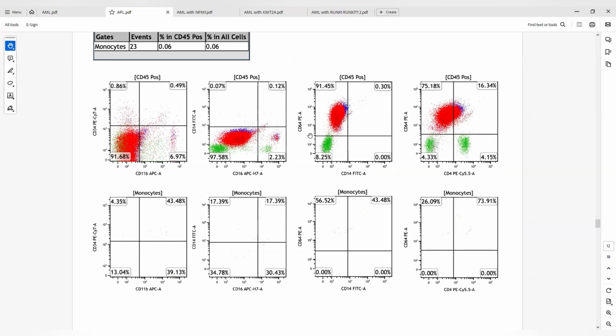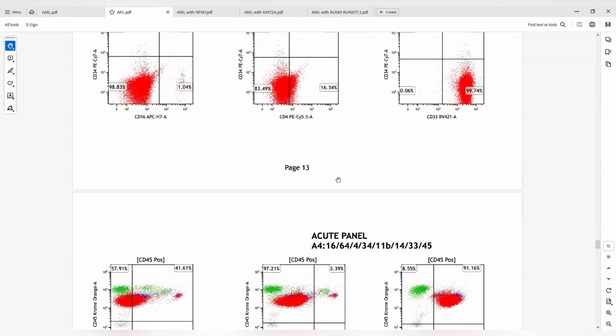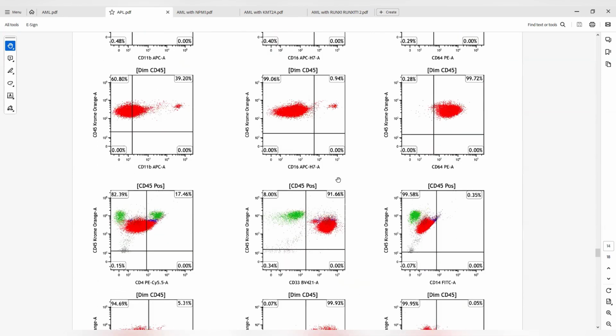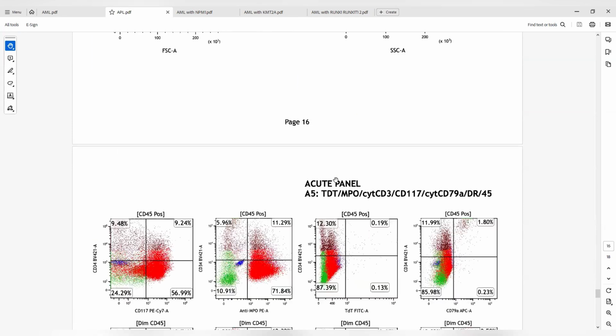CD64 is a granulocytic as well as monocytic marker. As you can see, the blue in the background is our granulocytes and the red is our abnormal population here, CD64 positive. CD4 is predominantly negative, or we can say dim expression. So we don't have a lot of expression of monocytic markers. So these are not monoblasts.